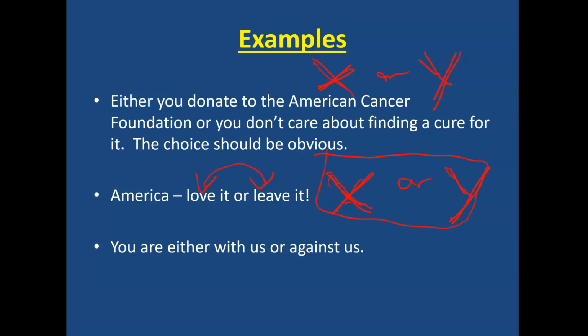Or you're either with us or against us. You're either X or Y. And it's just not that simple. I could be with you without being entirely against you, right? You're being offered a false choice, a black and white choice, when in reality the choice is much more complicated. In other words, a false dichotomy.